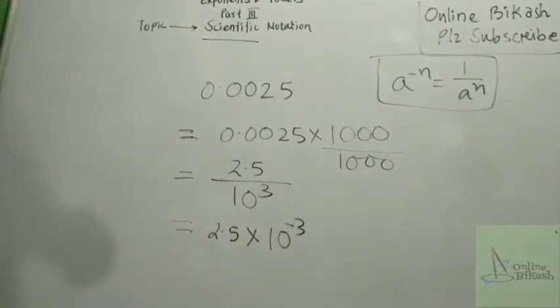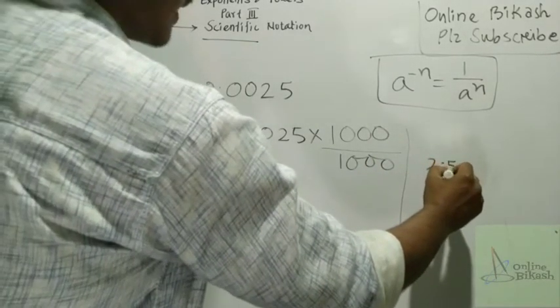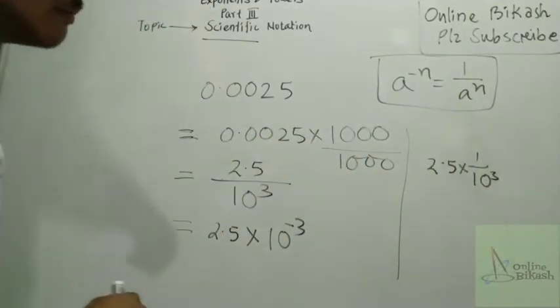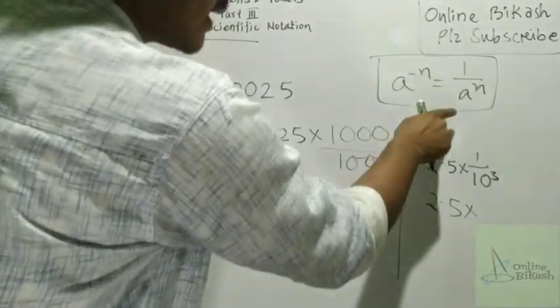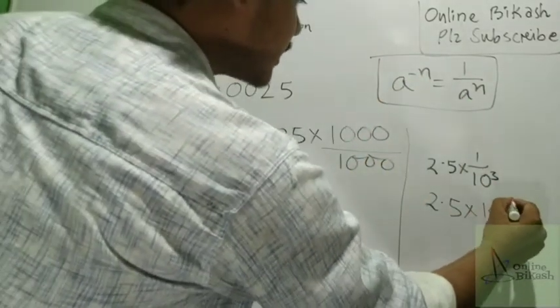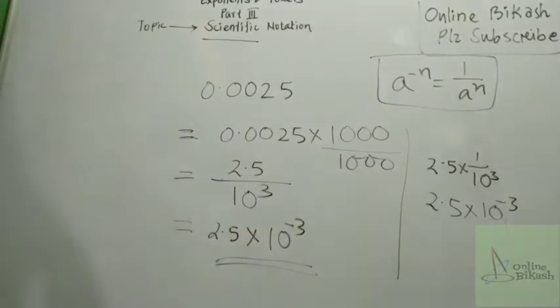I don't understand it. So let us explain it here. Suppose we have 2.5 into 1 by 10 cube, which is equal to this one. Yes or no? So 2.5 will be here, and 1 by 10 cube. Here a is 10, n is 3. So a to the minus n, that means 10 to the power minus 3. So that is its scientific notation. In this way you have to express a smaller number in scientific notation. So I hope you are clear with this topic.